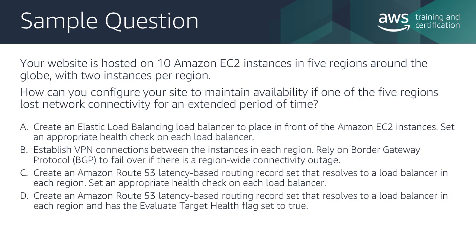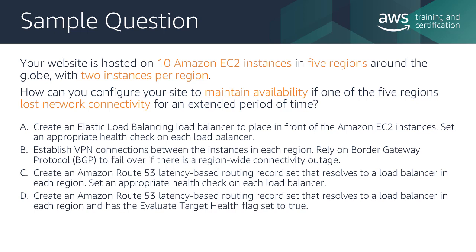Next, this question. Take a look at it. Tell me what you see. For me, what I see is some key elements. Your website is hosted on 10 Amazon EC2 instances across 5 regions, globally distributed, 2 instances per region. We want to know how you can configure your site to maintain availability if one of the 5 regions loses network connectivity for an extended period of time.